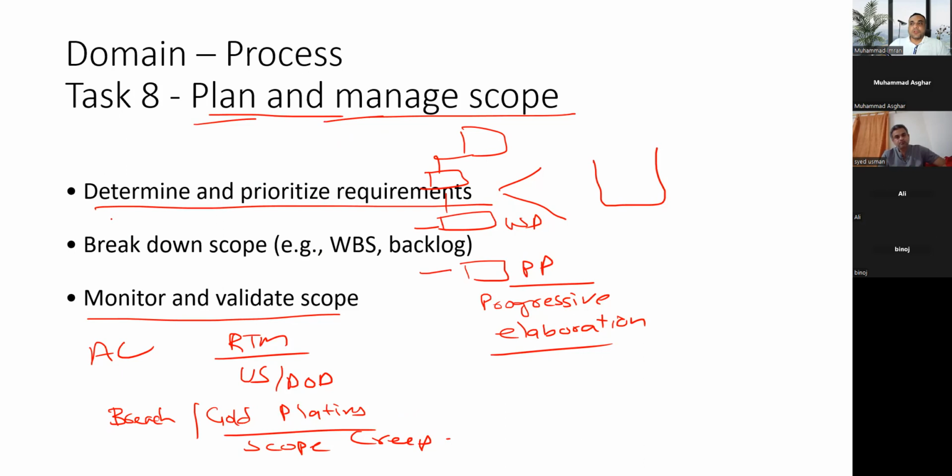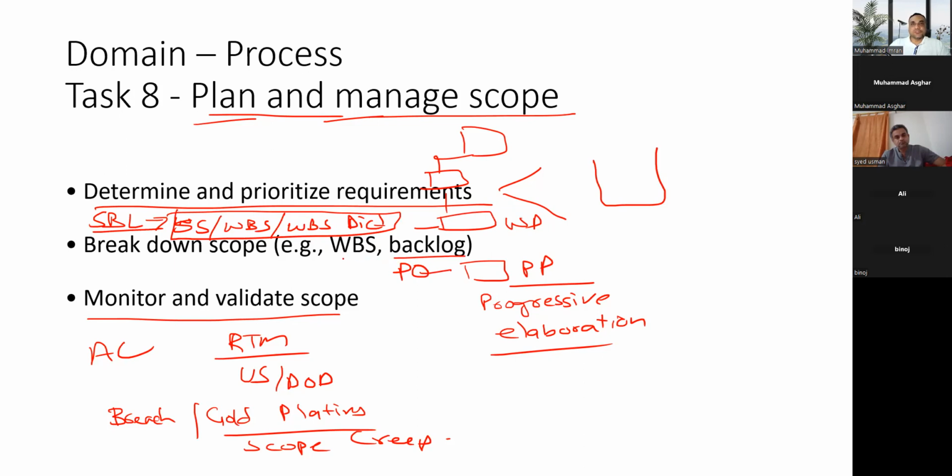In predictive, we prepare the scope baseline, and the scope baseline is the component which contains 3 things. It contains the project scope statement, which is very detailed. It contains the WBS, which contains work packages. It contains the WBS dictionary, which contains all the activities, their details, their dependencies, their risks, their estimations. So these 3 components make the scope baseline in predictive, or the product owner prepares the backlog in adaptive or agile.